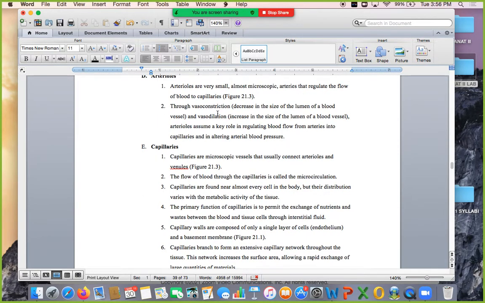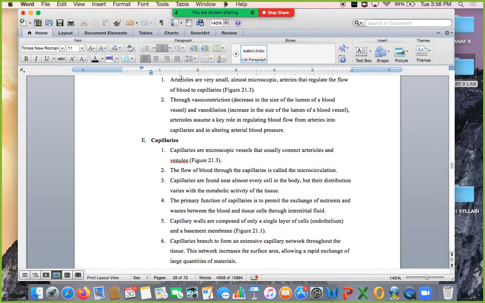All right, so we talked about arteries going into arterioles. So arterioles are smaller arteries that regulate blood flow into a capillary. Perfect. And capillaries are found everywhere in the body.